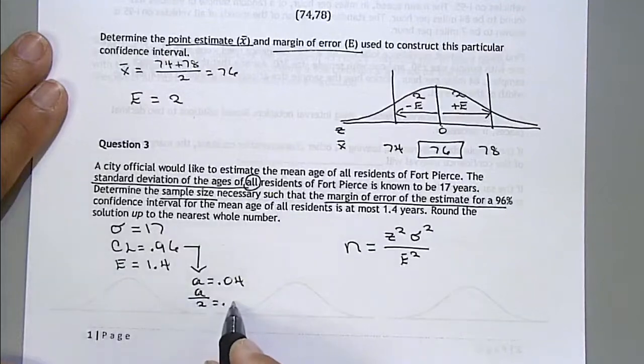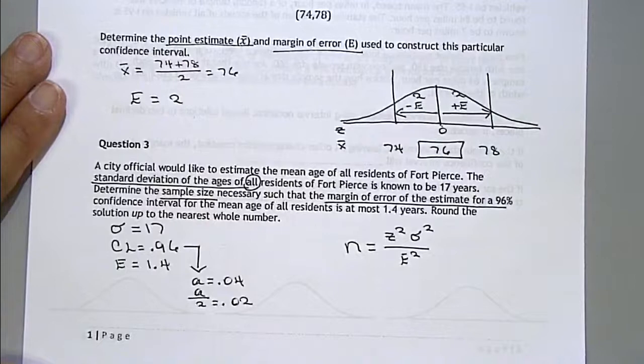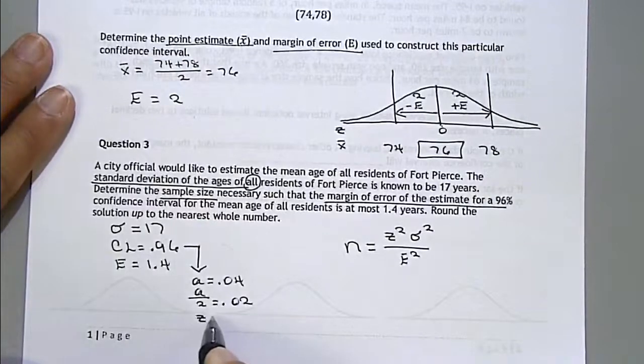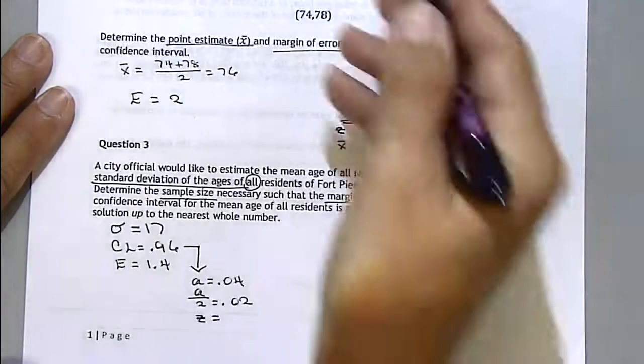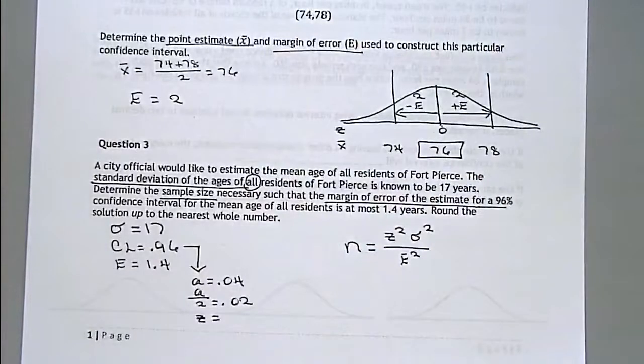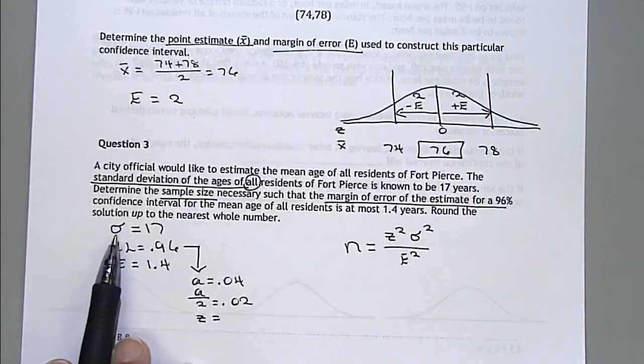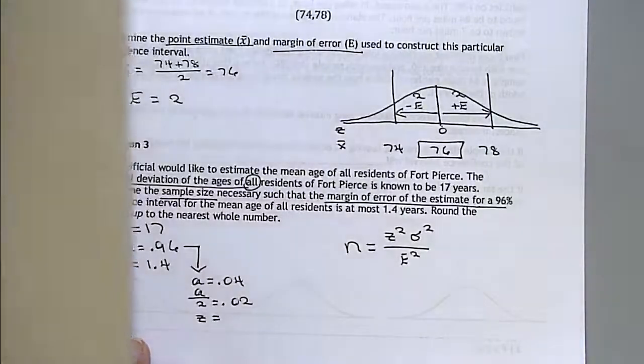Well, can you divide 0.04 by 2? 0.02, right? Okay, how do I get z? Well, if I know alpha divided by 2, remember, it's the tail. All I have to do is go to my z table. Why z? Because they gave me the population standard deviation, and I look up 0.02.